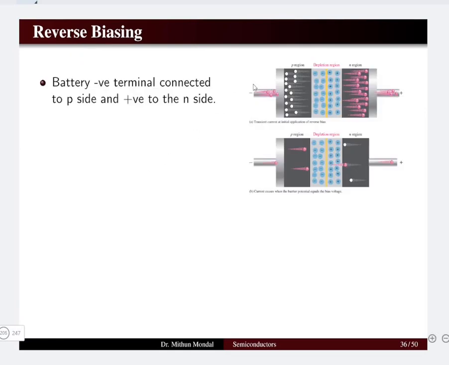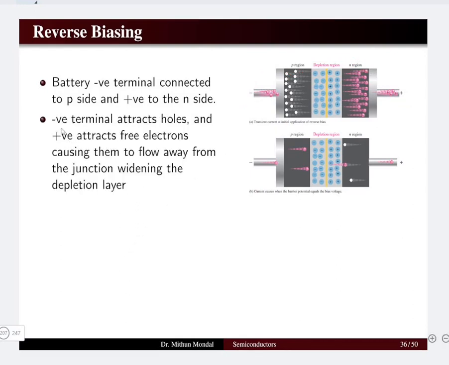So here you will have the negative terminal of the battery connected to the P region and the positive terminal of the battery connected to the N region. So it is opposite to the forward biasing condition. Then what will happen is that the negative terminal will attract the holes.